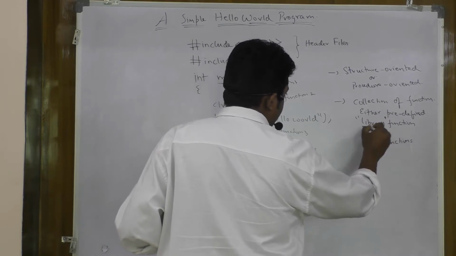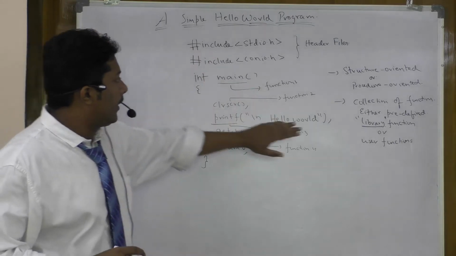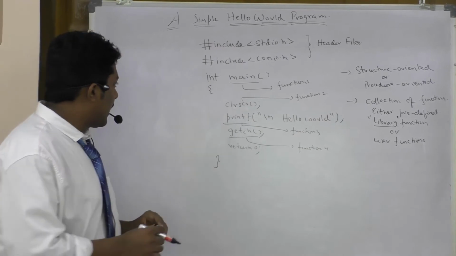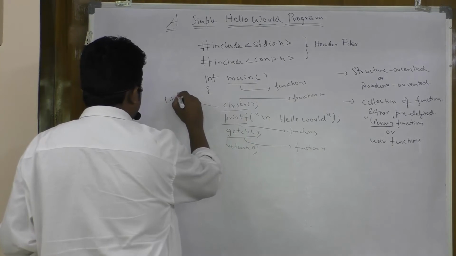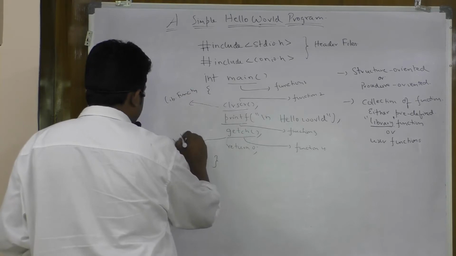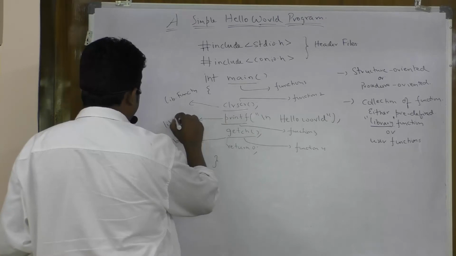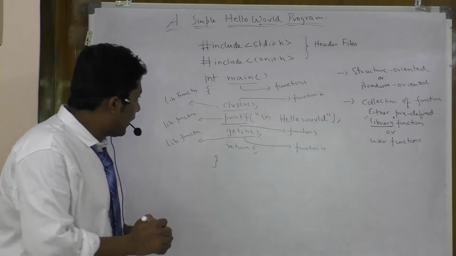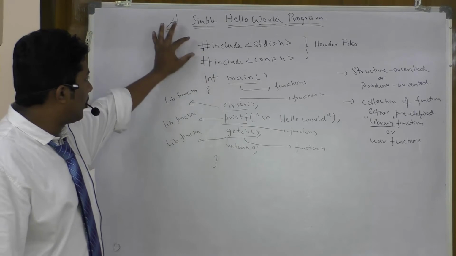Library functions are written inside these header files. This word is connected to these header files. clrscr is a library function, getch is another library function, and printf is another library function. So here we have three different library functions, and all of them are defined inside these header files.